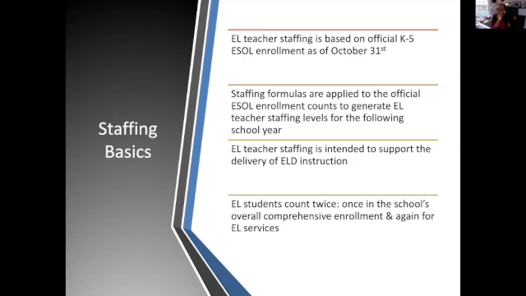the EL students count twice in your school, all right? So we count our EL students within the school's overall comprehensive enrollment. So every single body in the school on September 30th, ELs included, they're going to count for the comprehensive count that we use for comprehensive staffing. We count EL students a second time, and they get additional staffing for the ELD instruction that they are federally mandated to have. So really, EL students are counted twice, once in the school's overall enrollment count, and again for EL services.